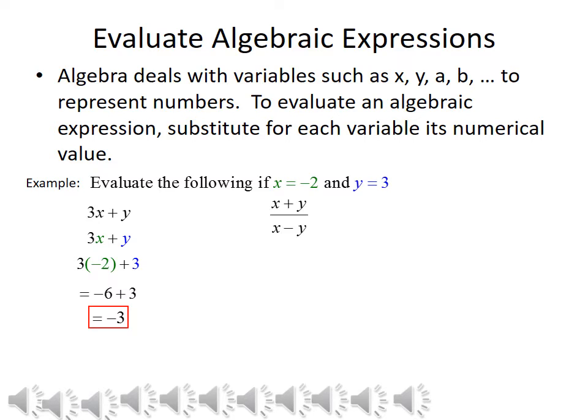Next, we want to evaluate x plus y divided by x minus y using the same substitutions. So we plug negative 2 in everywhere that we see an x, and we plug 3 in everywhere that we see a y. So that gives us negative 2 plus 3 divided by negative 2 minus 3. And to simplify this, we're going to evaluate the numerator and denominator separately. So in the numerator, we have negative 2 plus 3, that gives us 1, and the denominator is negative 2 minus 3, that gives us a negative 5. So this is 1 divided by negative 5, which can be rewritten as negative 1/5. So the answer for x plus y over x minus y is negative 1/5.